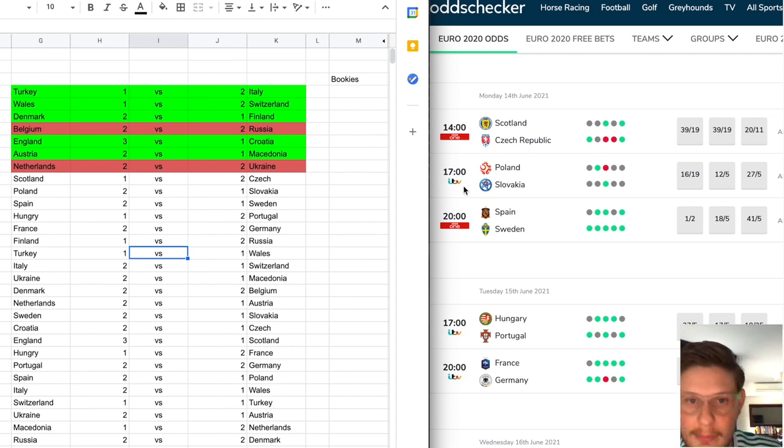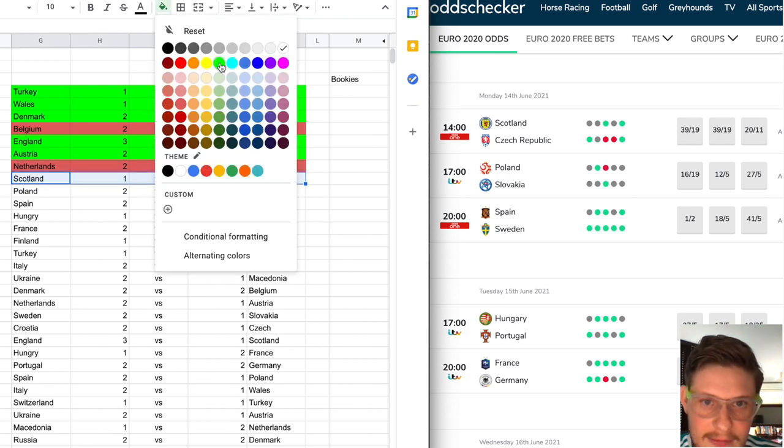Yeah, so I was right. So Czech Republic is the favored. We're also favoring them. So we're gonna give a little. We're gonna make our thing green.